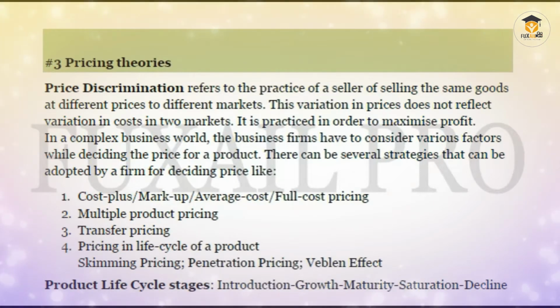In a complex business world, the business firms have to consider various factors while deciding the price for a product. There can be several strategies that can be adopted by a firm for deciding price, like 1. Cost plus / markup / average cost / full cost pricing. 2. Multiple product pricing. 3. Transfer pricing. 4. Pricing in life cycle of a product. Skimming pricing, penetration pricing, Veblen effect. Product life cycle stages: introduction, growth, maturity, saturation, decline.